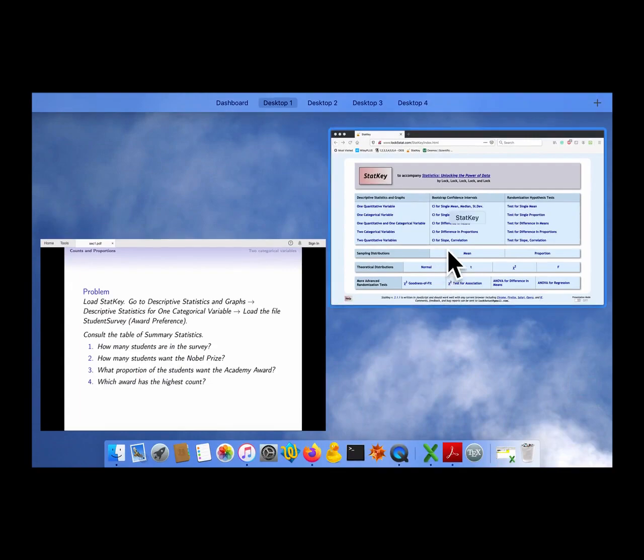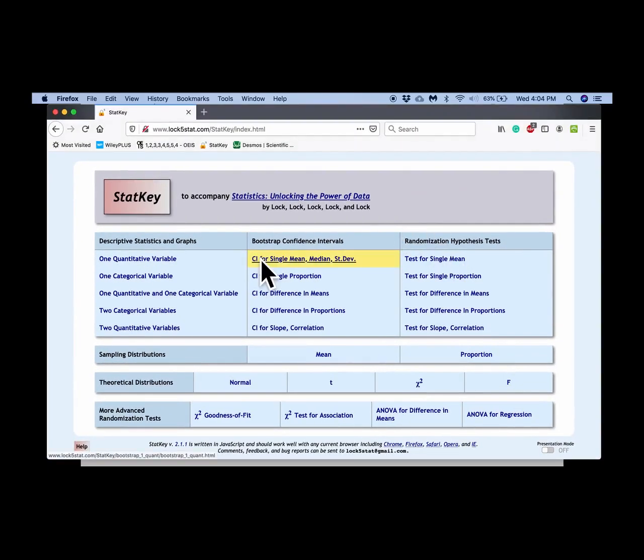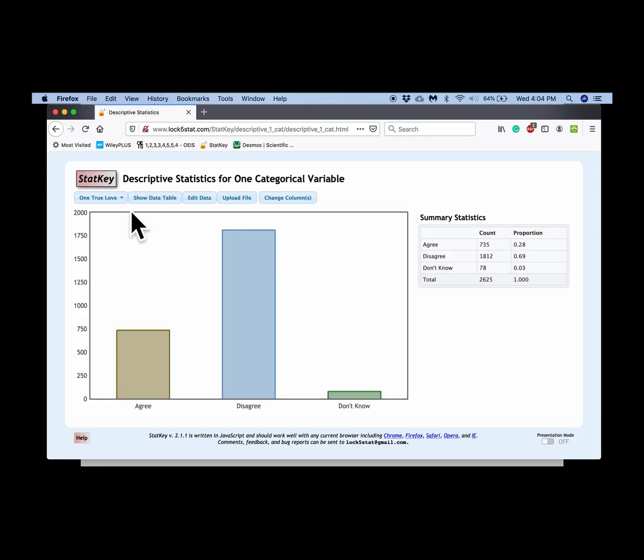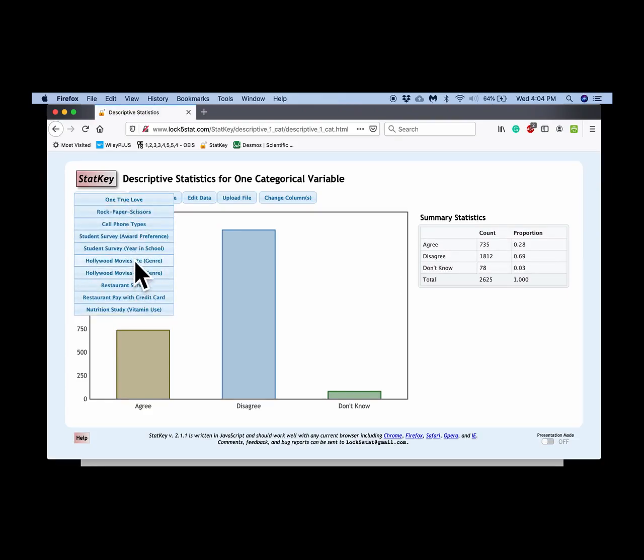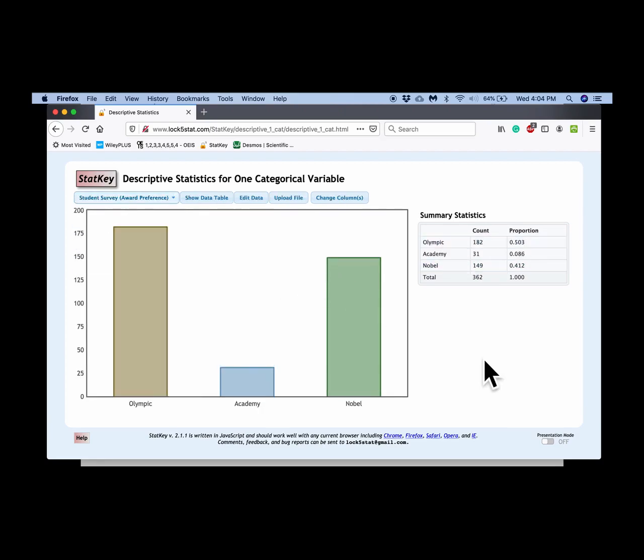All right, now let's go to StatKey. Now we're working with a single categorical variable, and we're just trying to describe that single categorical variable. So we're going to be in this basic section over here called Descriptive Statistics and Graphs, one categorical variable. So we'll click on that, and then we'll go over here and load the file called Student Survey Award Preference. Okay. Once we load that file, we can take a look at the file. I'm going to show you the data table.